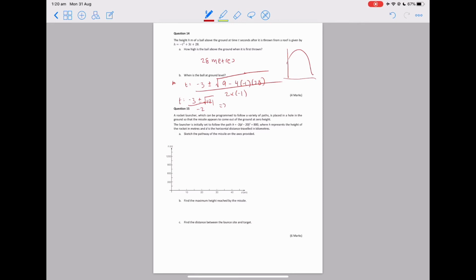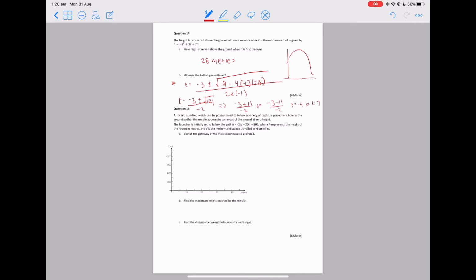So therefore, it's going to be -3 plus 11 is equal to -2, or it's going to be -3 minus 11 on -2. So just simplify that. So -3 plus 11 is going to give you 8. 8 divided by negative 2 is equal to negative 4. So t is equal to negative 4, or negative 3 minus 11 is equal to negative 14. Negative 14 divided by negative 2 is equal to positive 7.